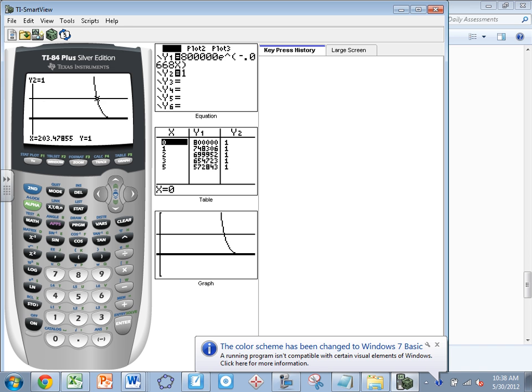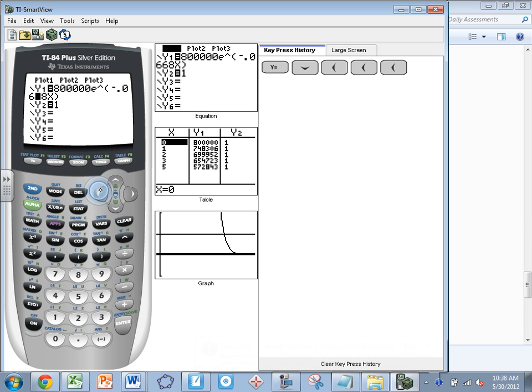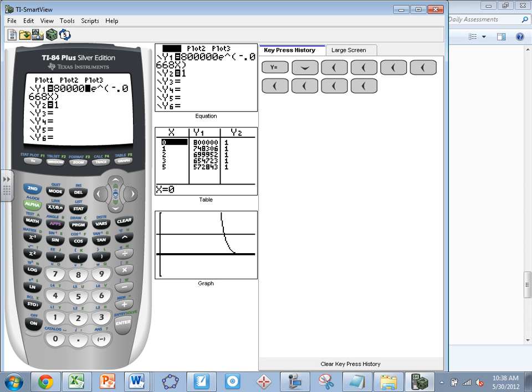In the thing you put for Y1, you put 800,000 e to the 2x. How do you do e? Okay, to do e, you press second and then the natural log button. It brings it up as an exponential. So you press second, e to the x, and then we're going to put 2x there.